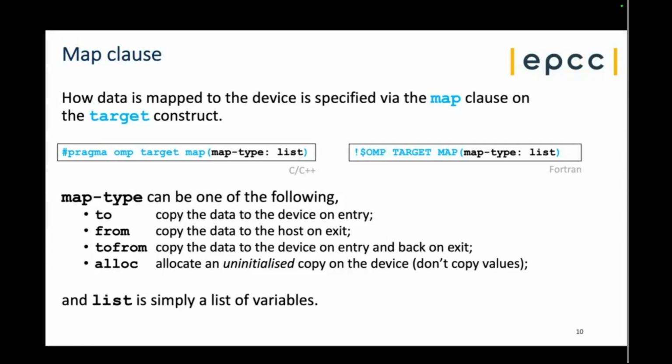And in some cases, you want some scratch temporary data to be created on the GPU, but you don't actually want, at least not at this stage, to copy data from the CPU. So for instance, some big temporary arrays. In that case, you can use the alloc map type. That will allocate memory on the GPU, but will not do any data transfer. That's followed by a double colon and then a list of variables for which we're doing mapping.